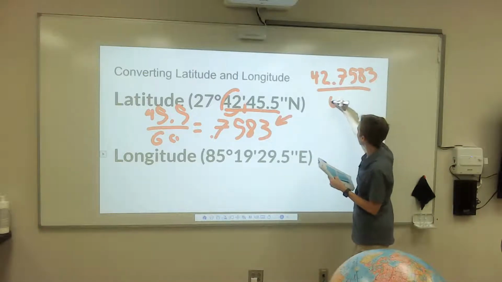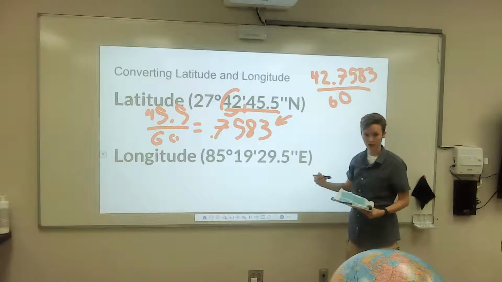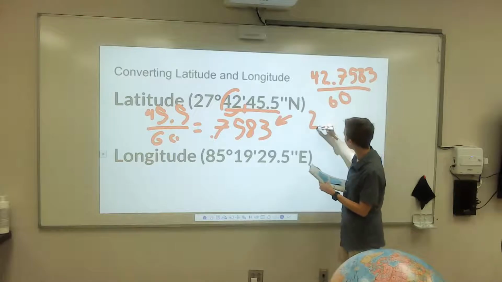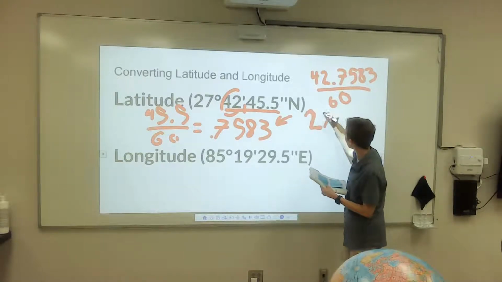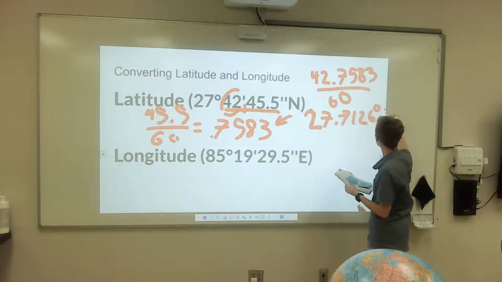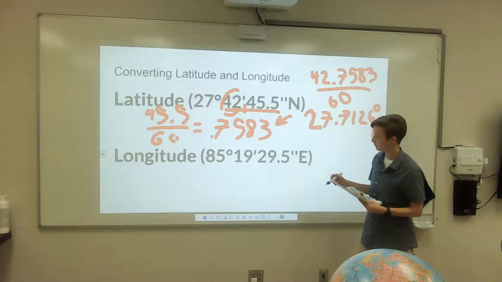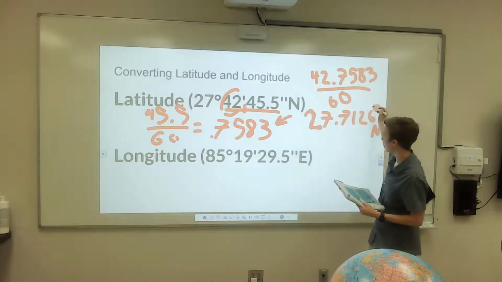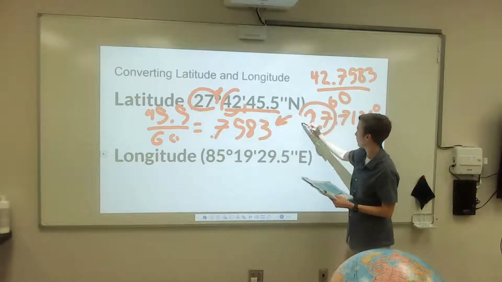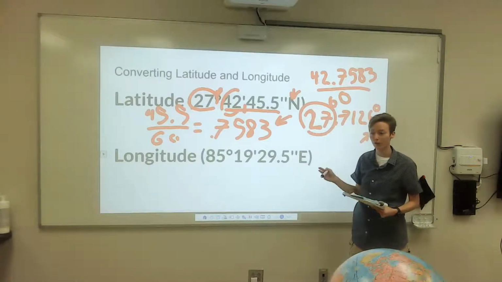Now we're going to divide that by 60. Why are we dividing by 60? There's 60 minutes in an hour, 60 seconds in a minute. That's where we get the 60 from. So from there, we get 27.7126 degrees north. That's going to be for our latitude for the first one. So what did it change? Degrees didn't change. So degrees. And this didn't change, our first number, still the same. And also north, still north. It's not going to change direction even though we converted it.